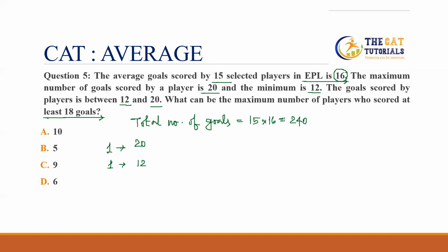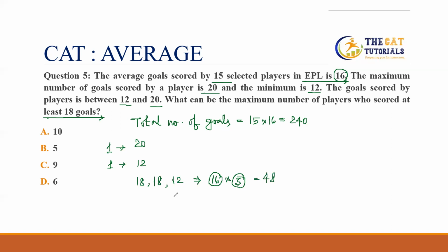For maximizing the number of players, we have to concentrate on exactly 18. If we are pairing 18 and 18, how can we get the average of 16? For 18 and 18, we have to pair a 12. So here the average is 16, and the number of players is 3. So the average is 16, and the total goals is 48.